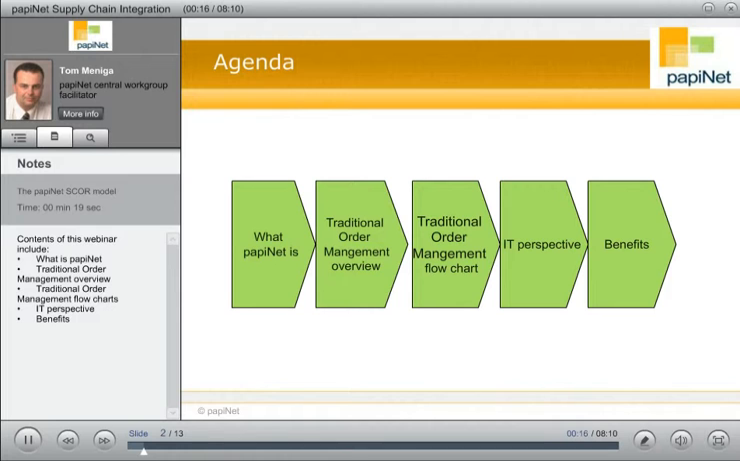Contents of the webinar include what papiNet is, traditional order management overview, traditional order management flowcharts, IT perspective, and benefits.